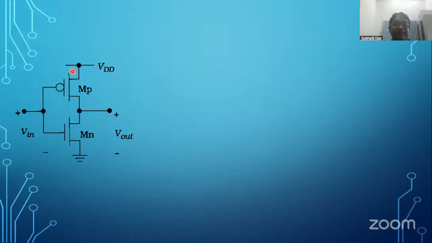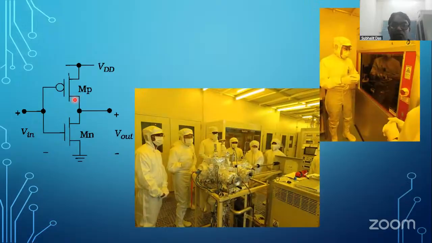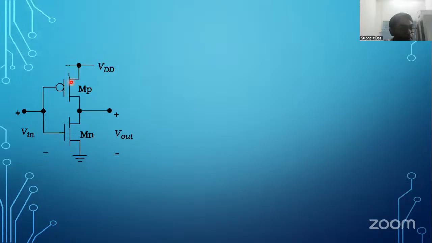There are two types of MOSFETs: one is the PMOS, one is the NMOS. That's why this is called CMOS VLSI. These MOS devices are complementary in nature. The PMOS is switched on with a negative voltage, mostly around 0.7 volt for 180 nanometer technology, and the NMOS is switched on with plus 0.7 volt.